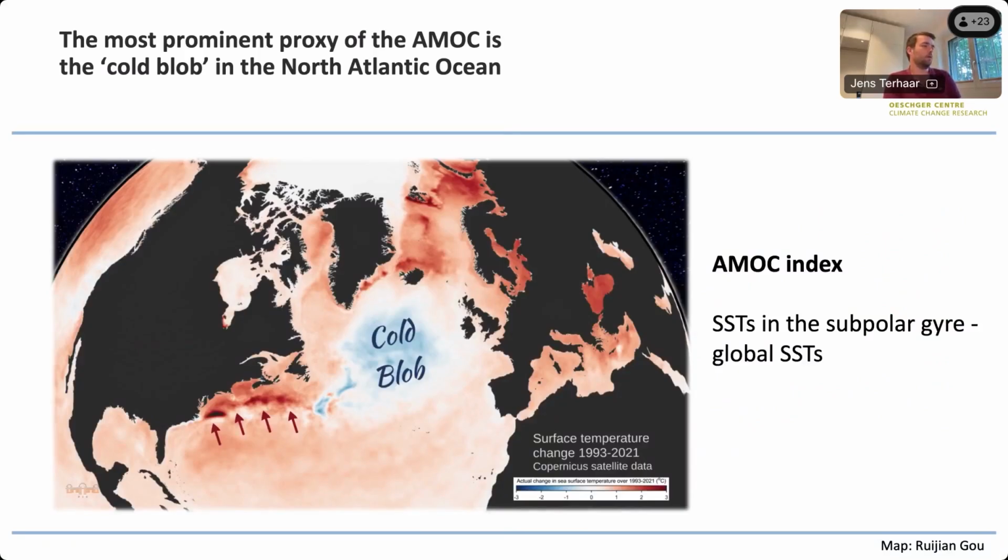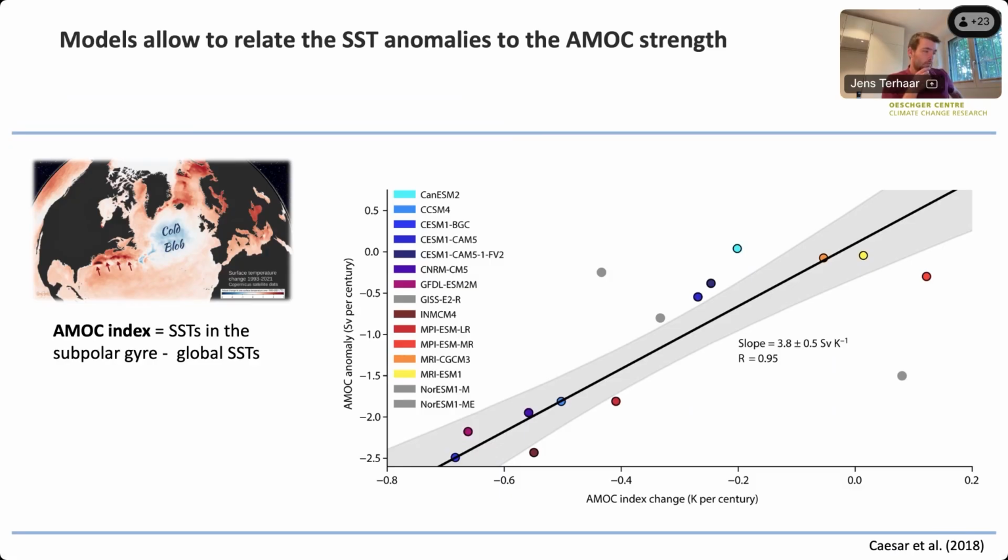Probably the most well-known proxy is the AMOC index developed by Rahmstorf et al., with the cold blob. The idea is that if less warm water is transported northward, the temperatures in this region will cool. The AMOC index related to the AMOC strength would then be the temperatures in the subpolar gyre, marked as the cold blob, minus the global SSTs, so the difference in this region compared to the rest. This was tested with the CMIP models, to see how well the AMOC index scales with the AMOC anomaly.